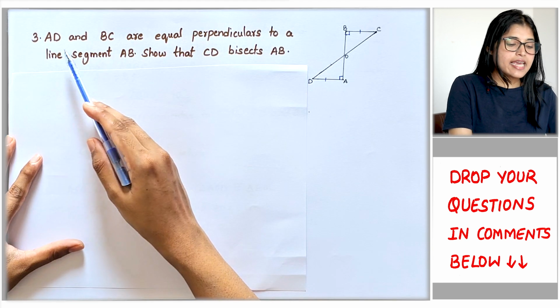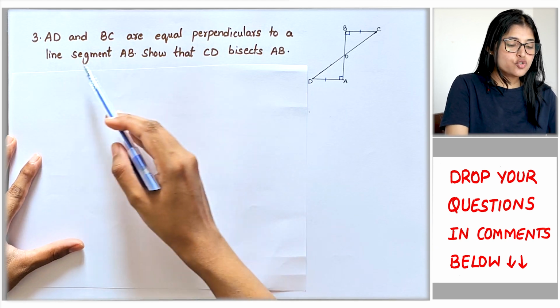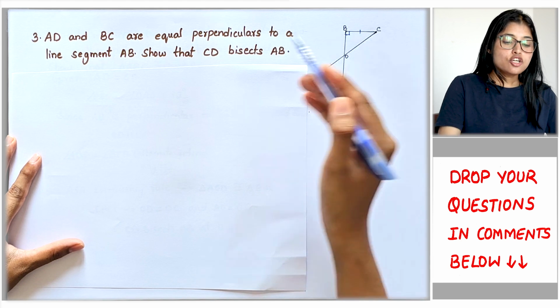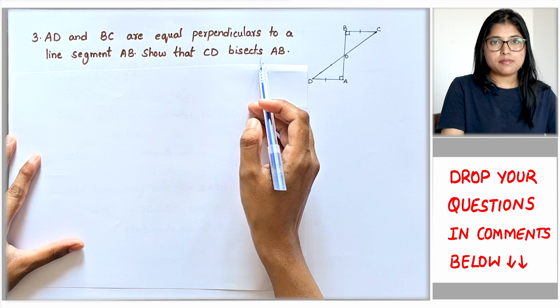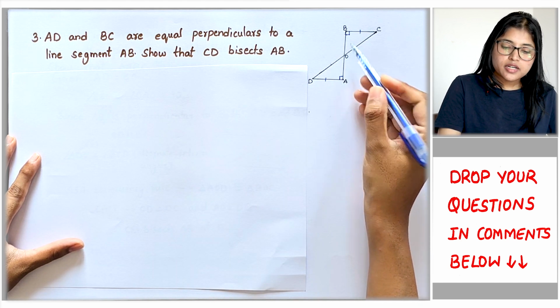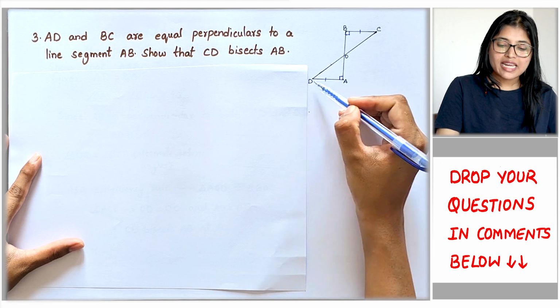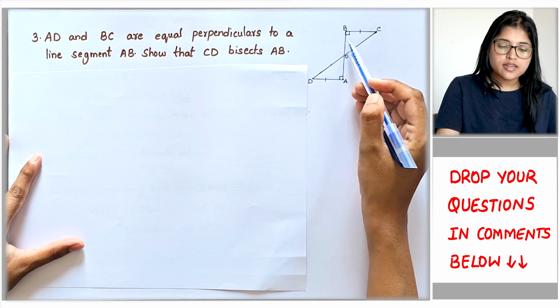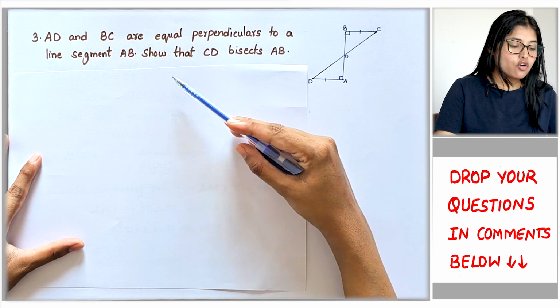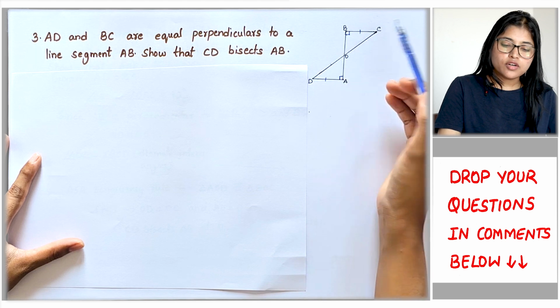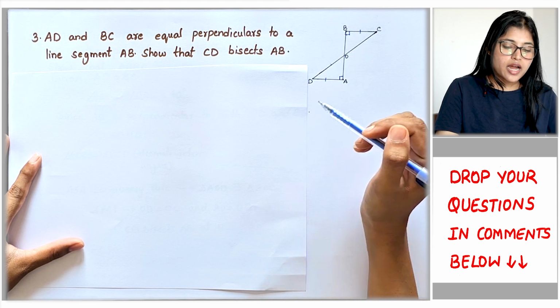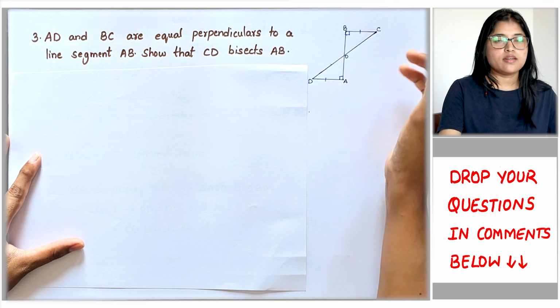Third question says AD and BC are perpendiculars to a line segment AB. Show that CD bisects AB. So here this particular line AB is perpendicular to AD and BC. So this angle is 90 degrees, this angle is 90 degrees. And we are also given that AD is equal to BC. We have to show that OB and OA are equal.